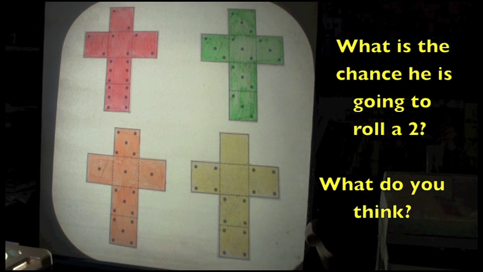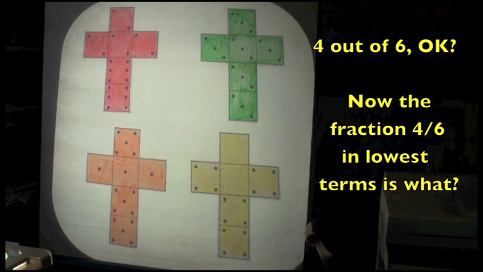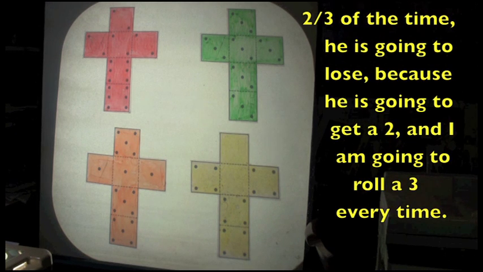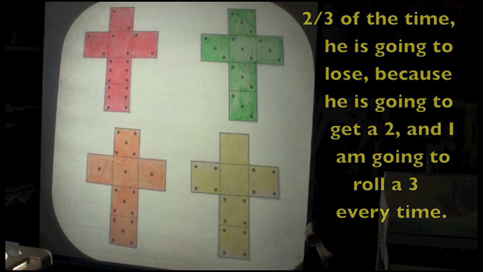What do you think? 4 to 6, okay? Now the fraction 4 to 6 in lowest terms is what? Two out of 3, right? 4/6 is 2/3. So 2/3 of the time he's going to lose. Brody would lose because he's going to get a 2 and I'm going to get a 3 every time, right?